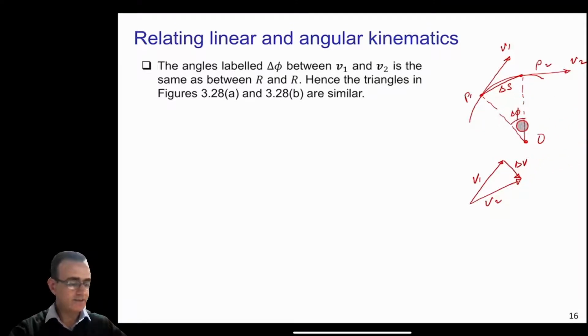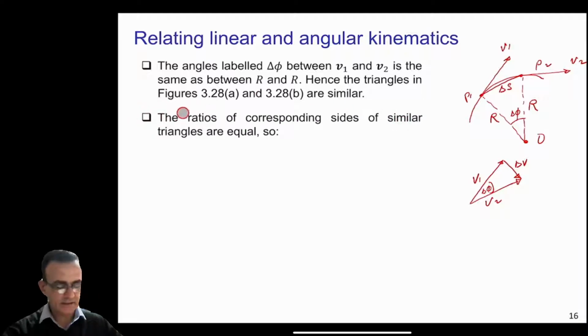And again, we can see that if this is v1 and this is v2, this is again delta phi, because these velocities are perpendicular to these r's. If these are perpendicular to the r's and the angle between the r's is delta phi, this angle will also be delta phi here. So the angle between v1 and v2 is the same as between r and r. Hence this triangle is similar to this triangle here.